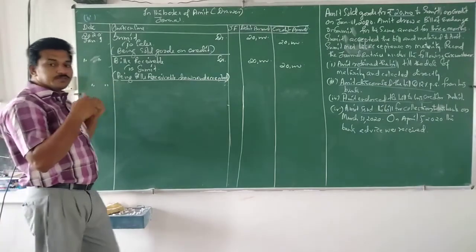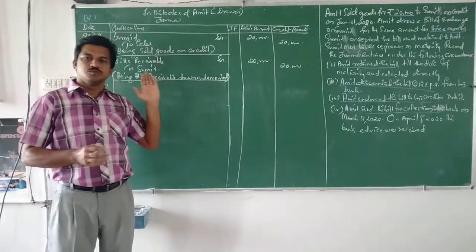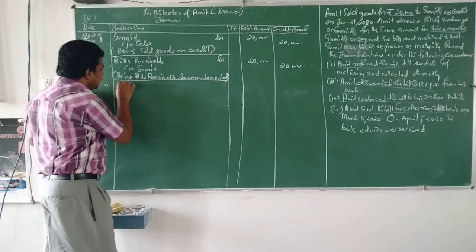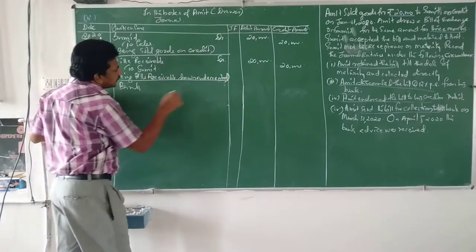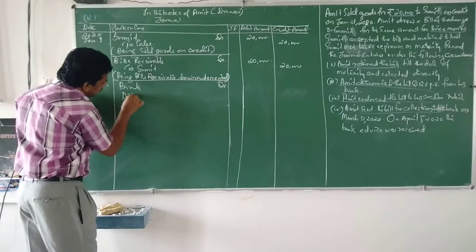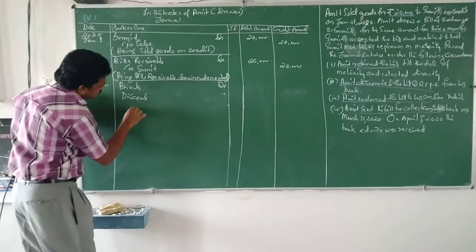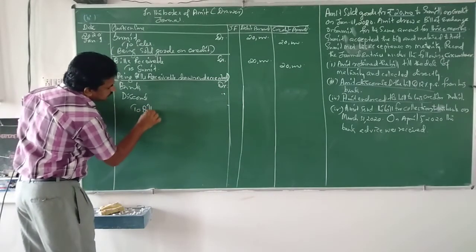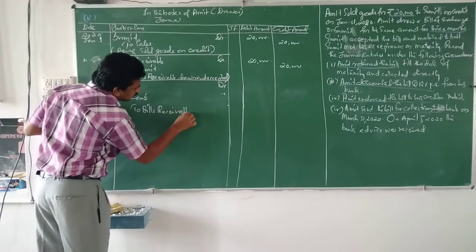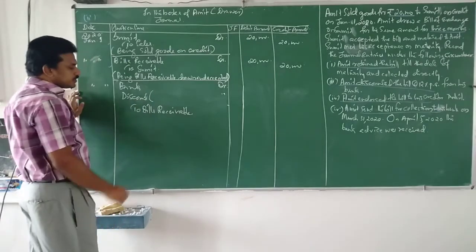He has discounted the bill. So we write the journal entry: bank debtor, discount debtor to bills receivable. Let us write the same journal entry. Bank debtor, that means bank account debtor, then discount debtor to bills receivable. So what will be the discount? Let us find that first.